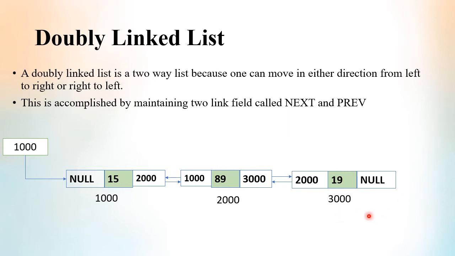So this is an example. Here we have a doubly linked list. For each node, we can see a previous pointer and a next pointer. The previous pointer points to the previous node and the next pointer points to the next node. And thus we can move from left to right or from right to left. So this is the concept of a doubly linked list.